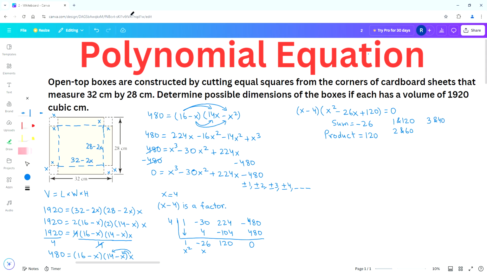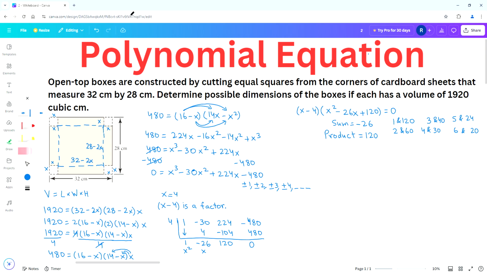The next pair can be 4 and 30. But we cannot get a sum of negative 26. The next pair can be 5 and 24. But we cannot get a sum of negative 26. The next pair can be 6 and 20. Six plus 20 is equal to 26. But we are looking for a sum of negative 26.